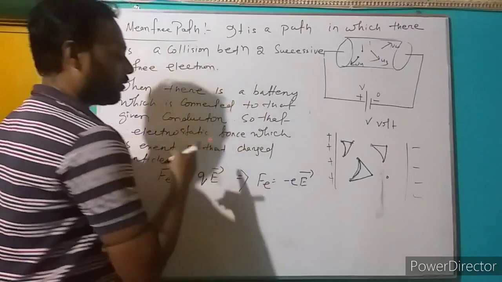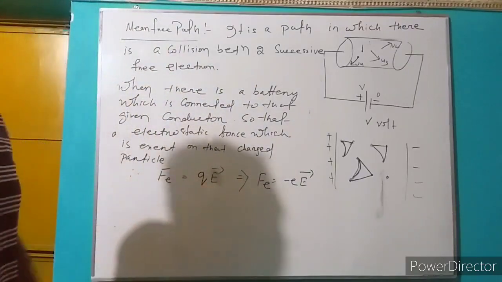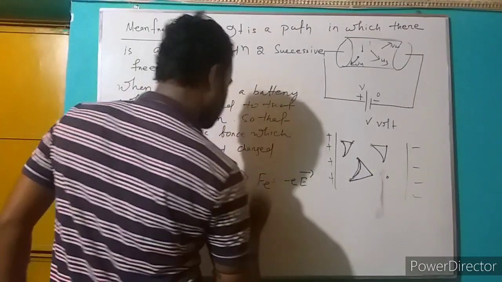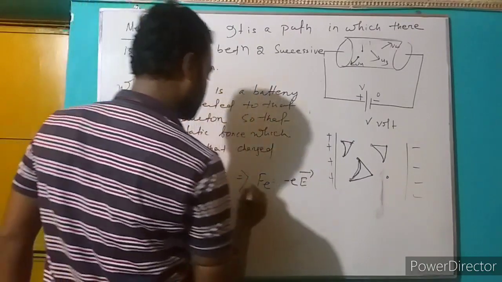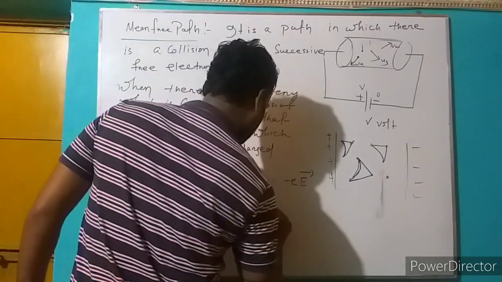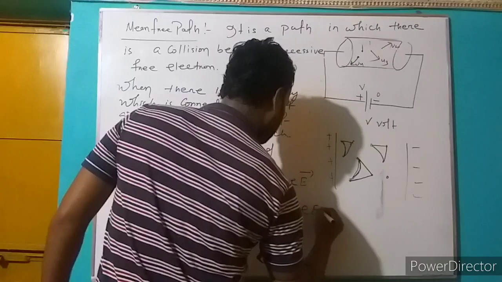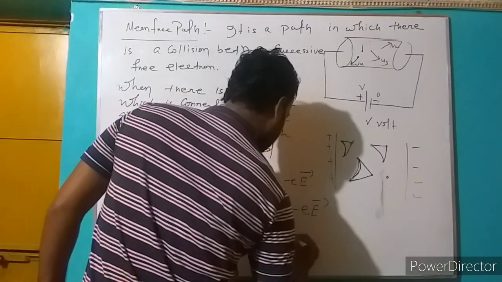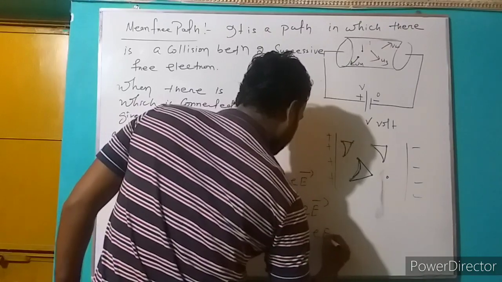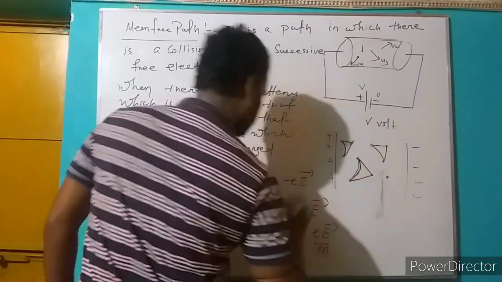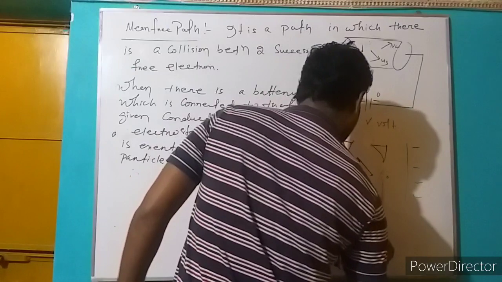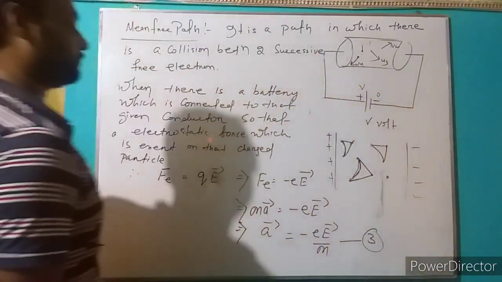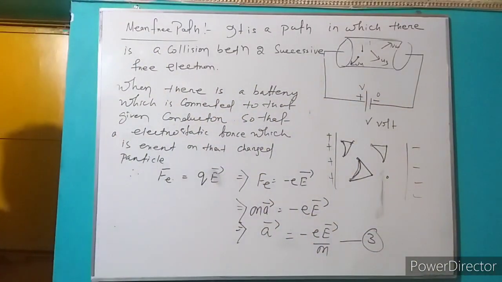Clear? Now, as you know, force equals mass into acceleration, so that electron has some acceleration. So m a = -e E, which implies the acceleration vector a = -E/m. So this is equation number 3. Please note it.